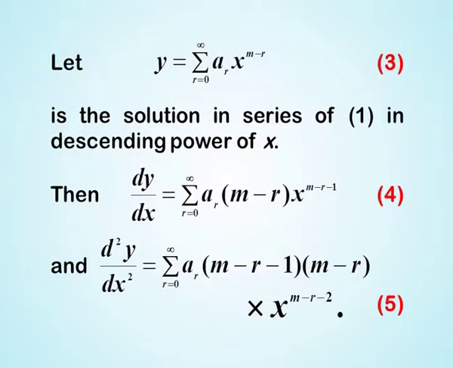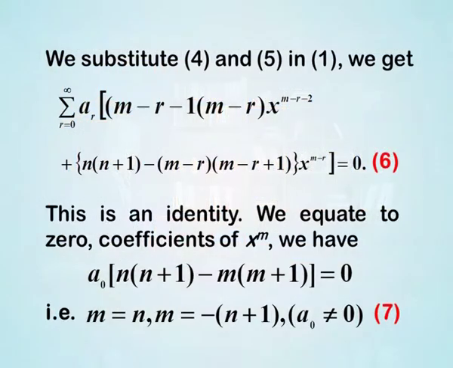We differentiate again and we get d2y by dx square. Differentiation on the right, we believe, will not make any problem for us. We substitute 4 and 5 in the main equation number 1, which is the Legendre differential equation, and after a little adjustment, taking the coefficients of different powers of x, we get equation 6. But this is an identity. There is a difference between an equation and an identity, we all know.